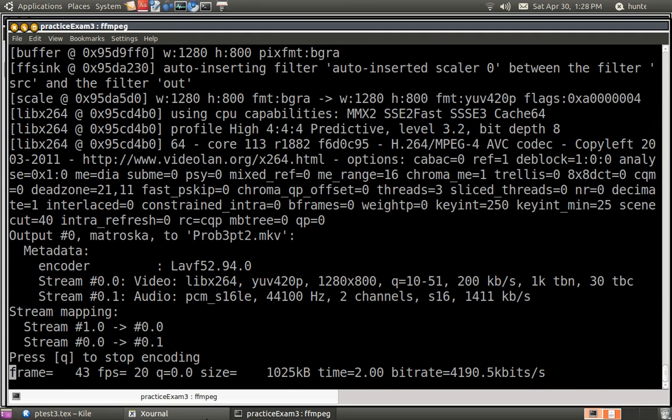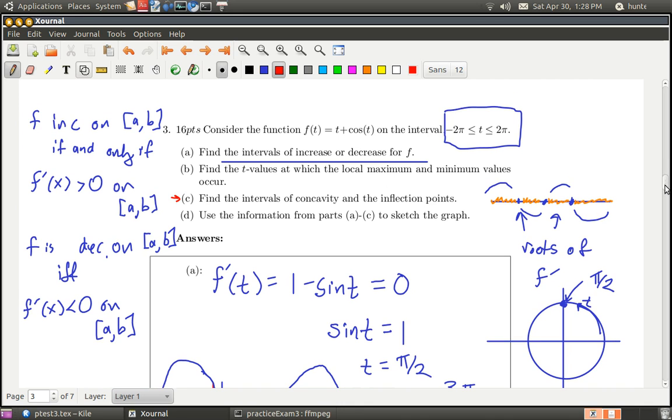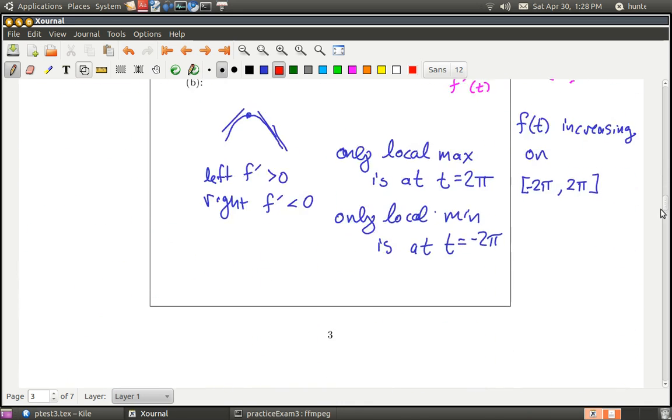So here we are, we're still working on problem 3 on the practice exam, and we've done parts A and B, and now we are going to start with C and do C and D. Find the intervals of concavity and the inflection points. So how in God's green earth can we figure that out?